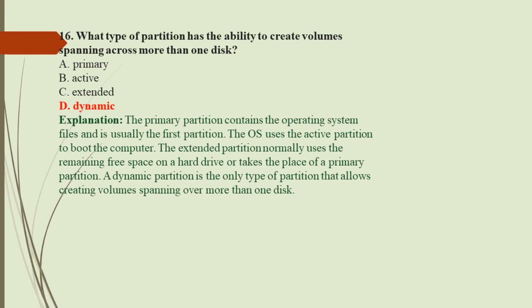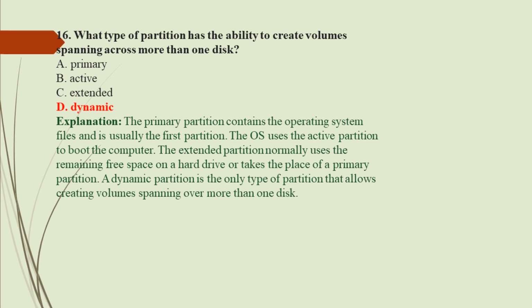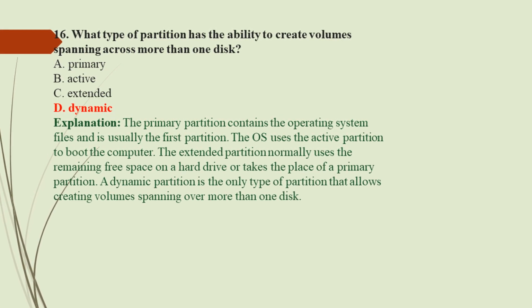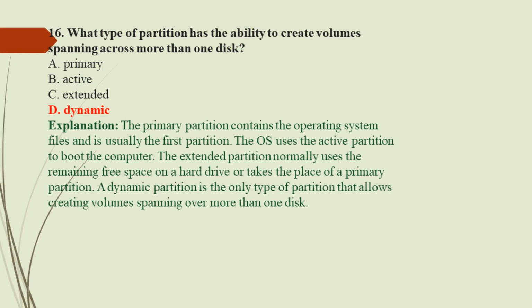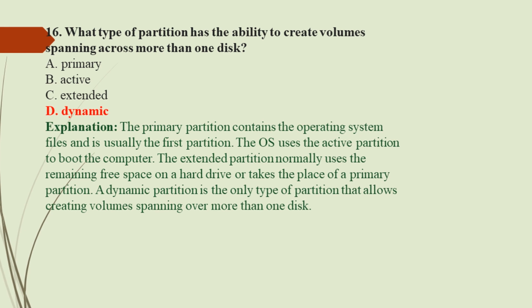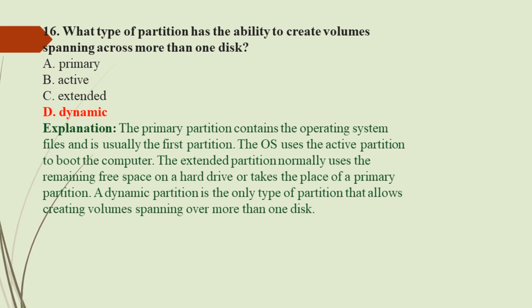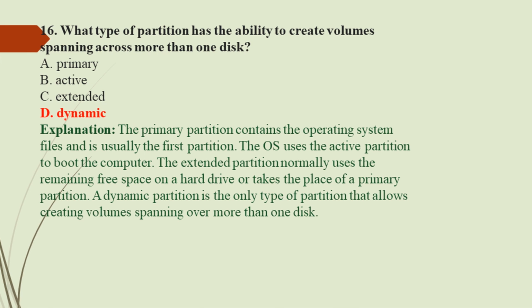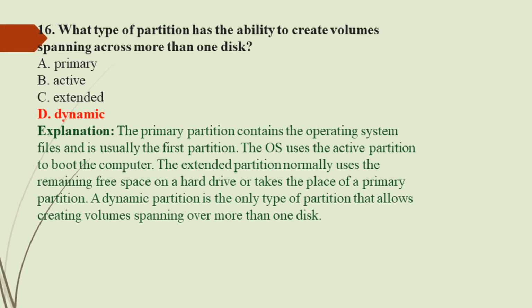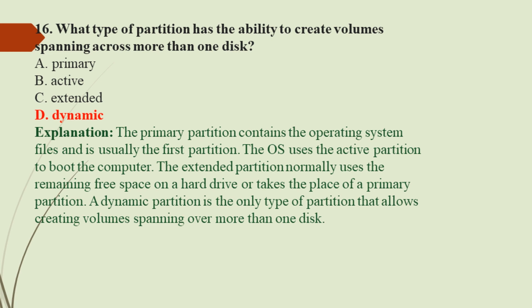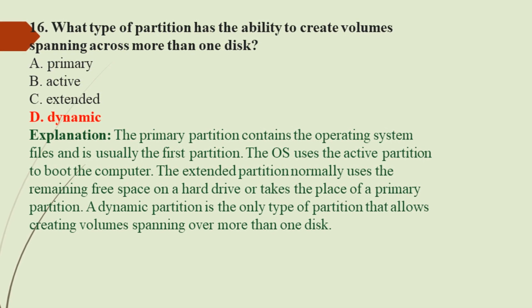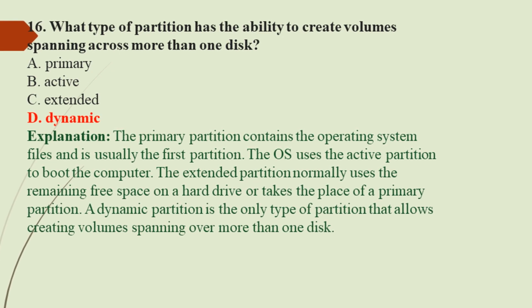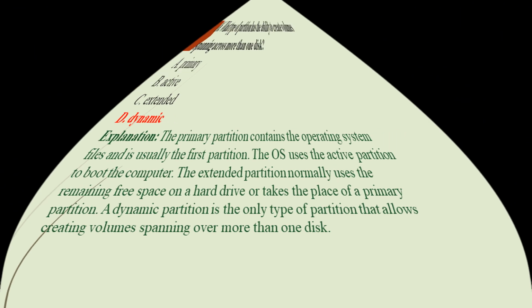Q16. What type of partition has the ability to create volumes spanning across more than one disk? A. Primary. B. Active. C. Extended. D. Dynamic. Explanation: the primary partition contains the operating system files and is usually the first partition. The OS uses the active partition to boot the computer. The extended partition normally uses the remaining free space on a hard drive or takes the place of a primary partition. A dynamic partition is the only type of partition that allows creating volumes spanning over more than one disk.